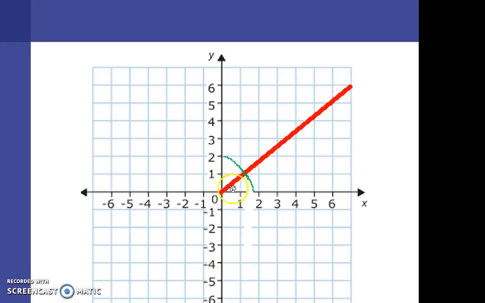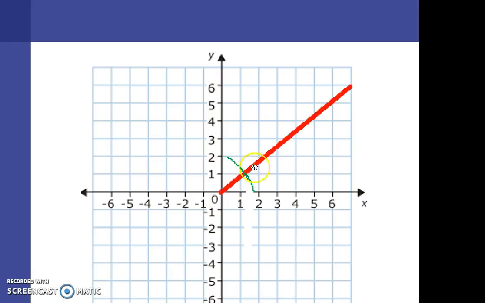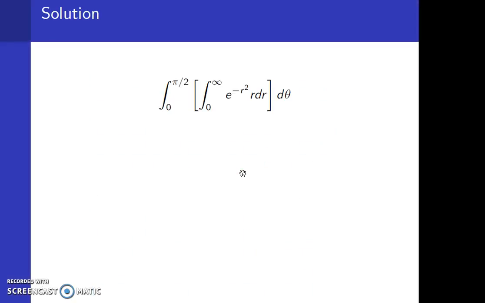The red arrow that we see here starts at r equal to 0 and extends right out into the first quadrant, and that goes right up to infinity. So you have r going from 0 to infinity.